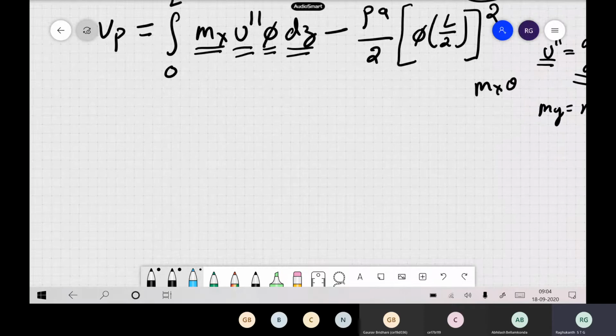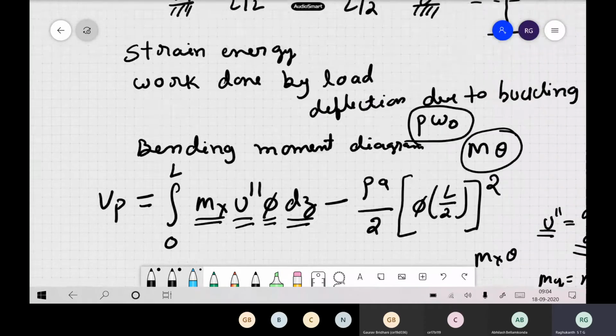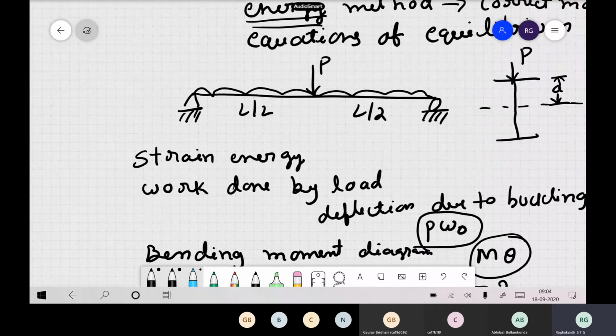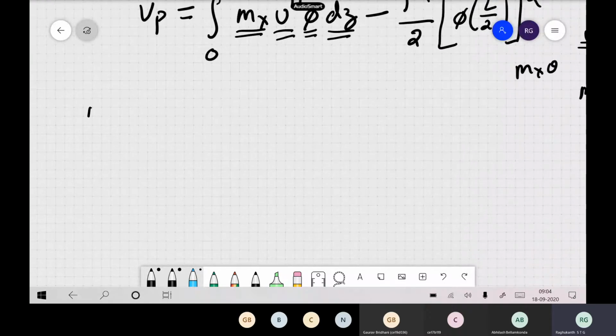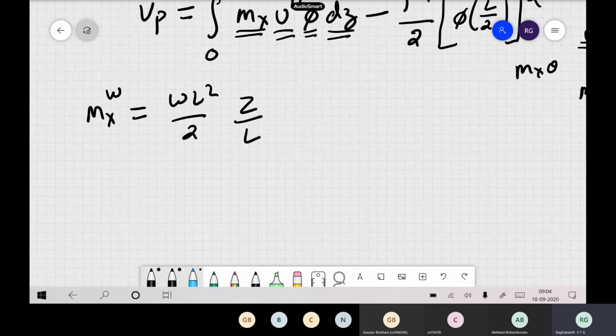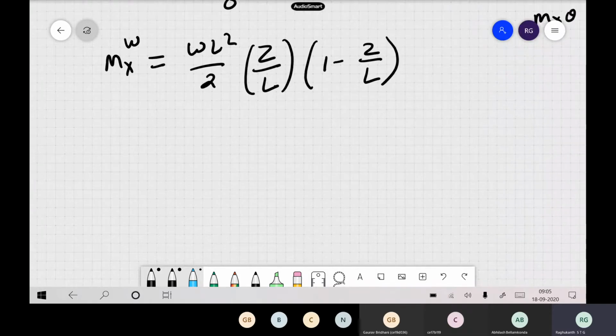Now, in this problem, two bending moments are there. One is coming from the UDL, the other is coming from the concentrated load. I think this also we wrote in our last class. So this was our expression, WL square by 2. Here we have written it as Z by L. If you want, you can do the older version also. There is no difference. And of course, the bending moment due to P also.